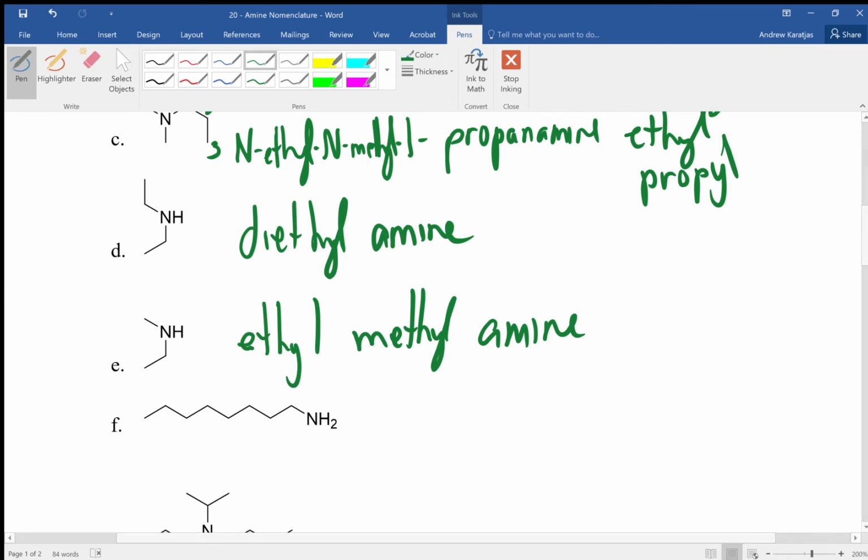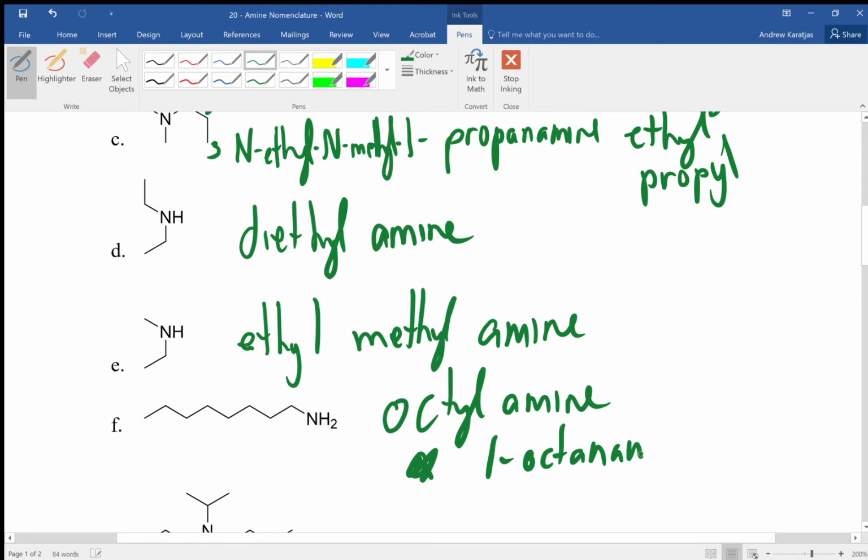In Part F, you could go either way. So we have 8 carbons. So we could call it octylamine, or we could use the more formal name of 1-octanamine. Is one better than the other? Not necessarily, not in a case like this. Both of them fully communicate what the name of the compound is.